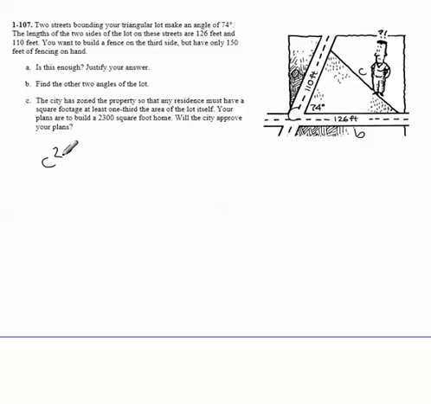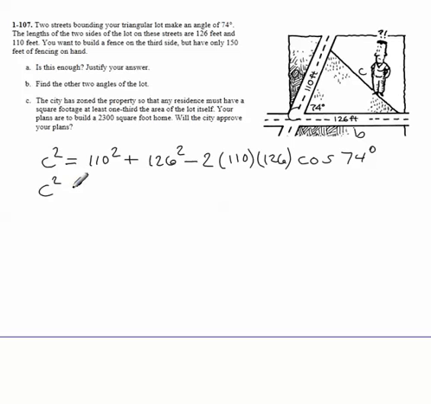So C squared is equal to A squared, 110 squared, plus B squared, which is 126 squared, minus 2 times A times B times the cosine of angle C, which is 74 degrees. Okay, so here's another thing to take careful note of, the order of operations in calculating all of this. So we'll leave our C squared here as is.